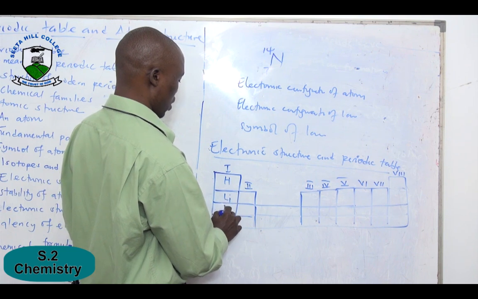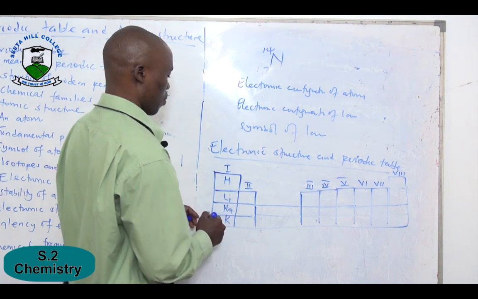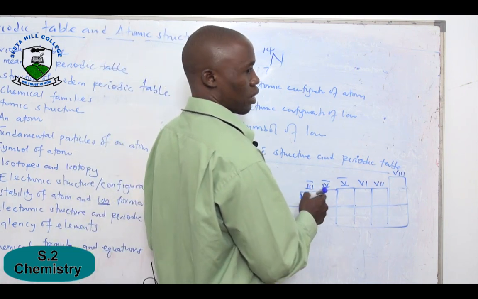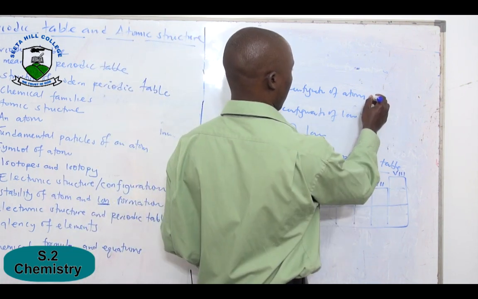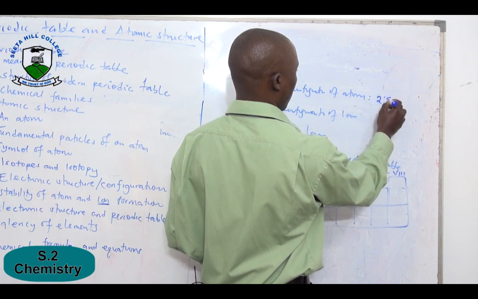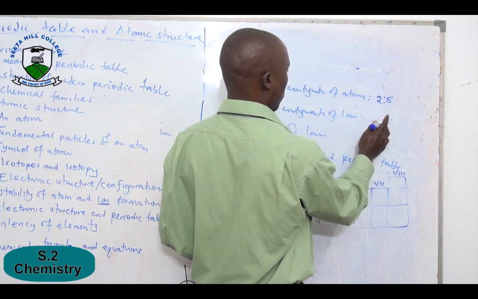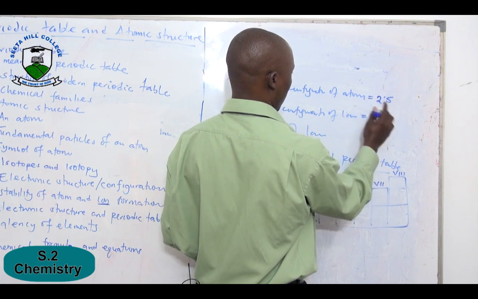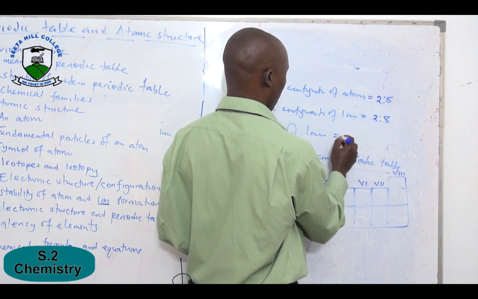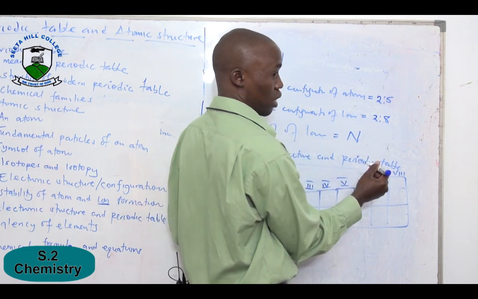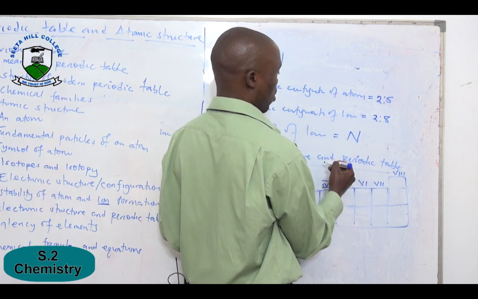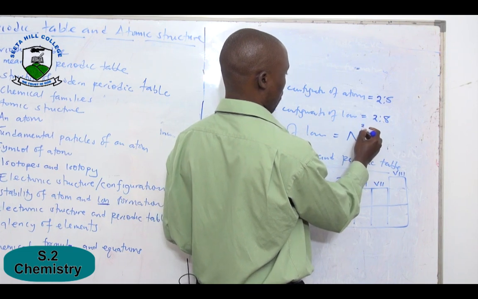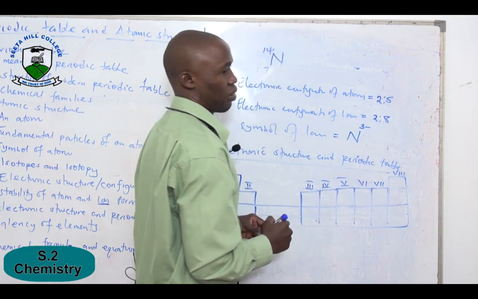You finished? Okay. What is the answer here? 2, 5. Then there is 2, 8. Then the formula for the charge, the ion. So small n, N to the power 3 negative. 3 negative. Very correct.